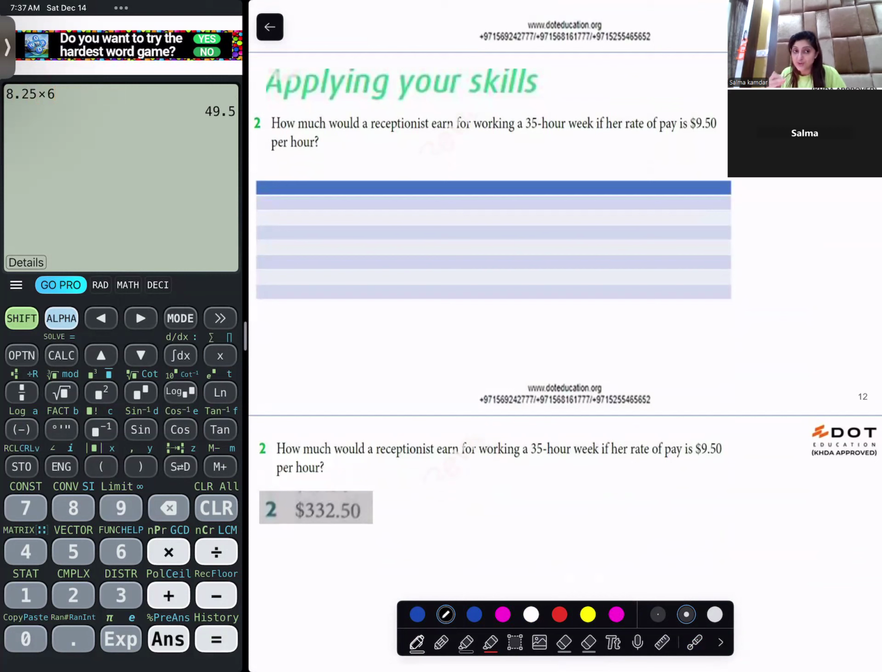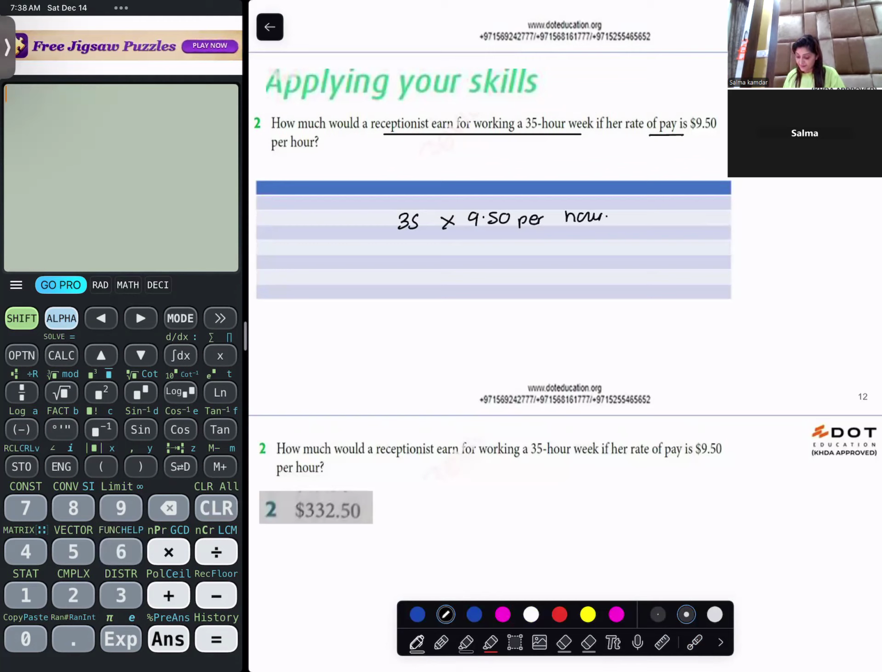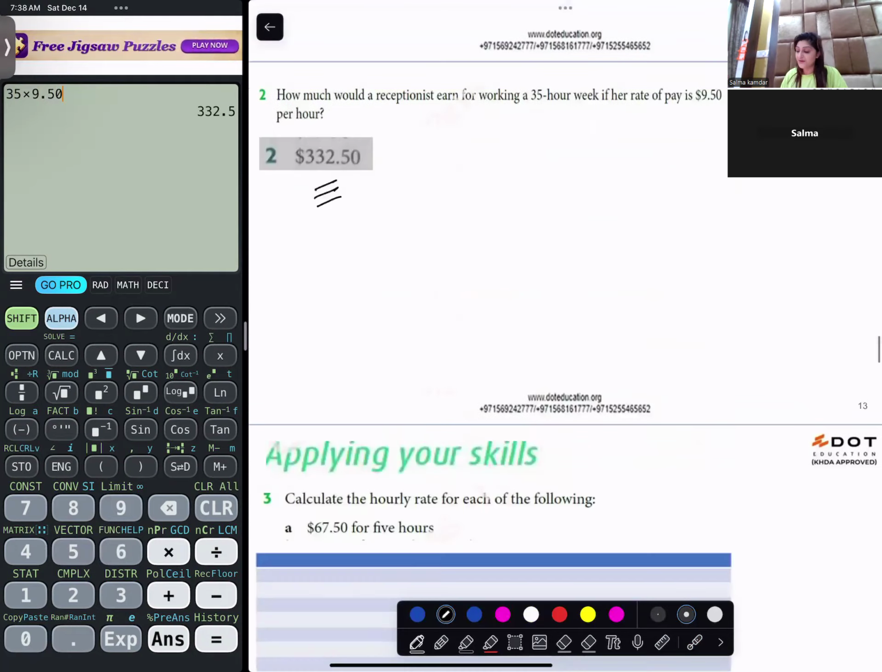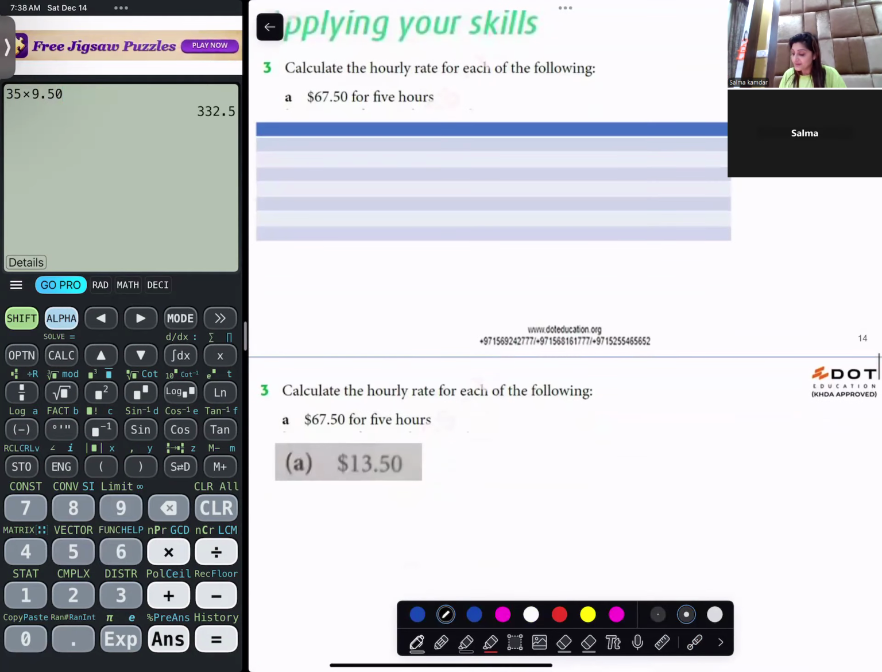You need to pause, try, and then come back. How much would a receptionist earn for a 35-hour week, if the rate of pay is 9.50 per hour? So you're just going to multiply 35 by 9.50. So the receptionist would earn $332.50.